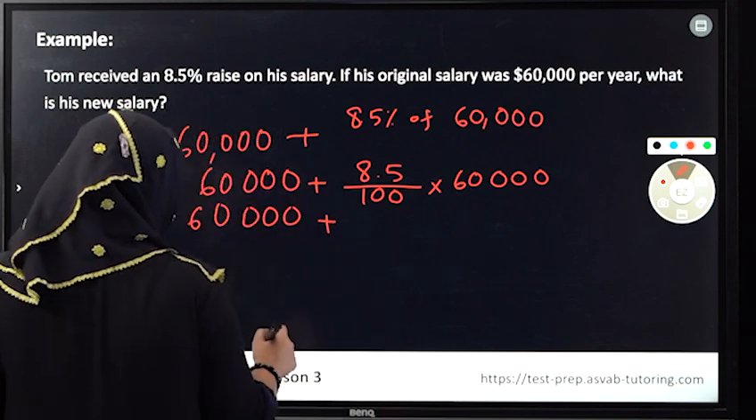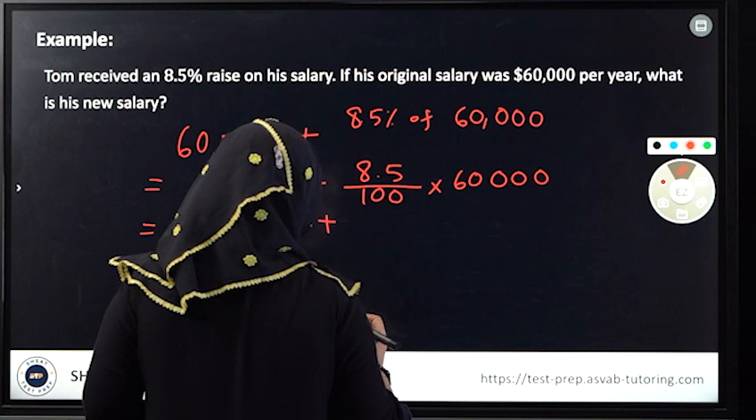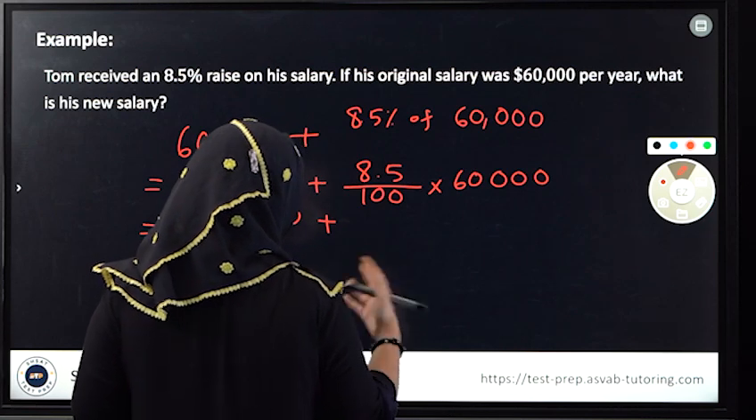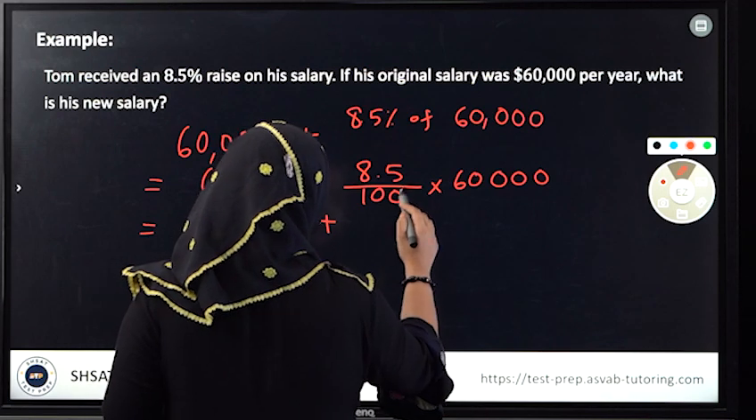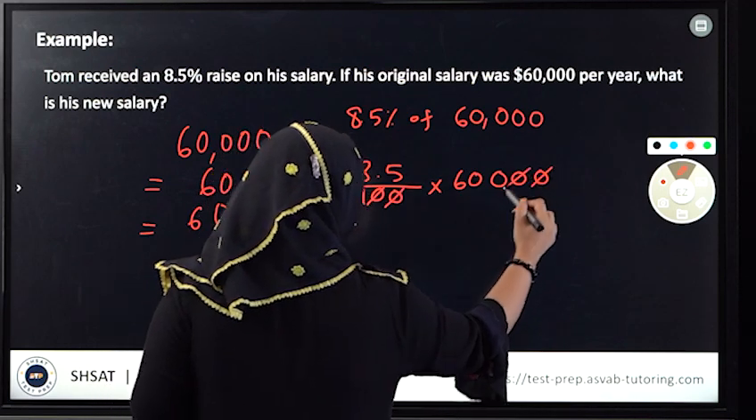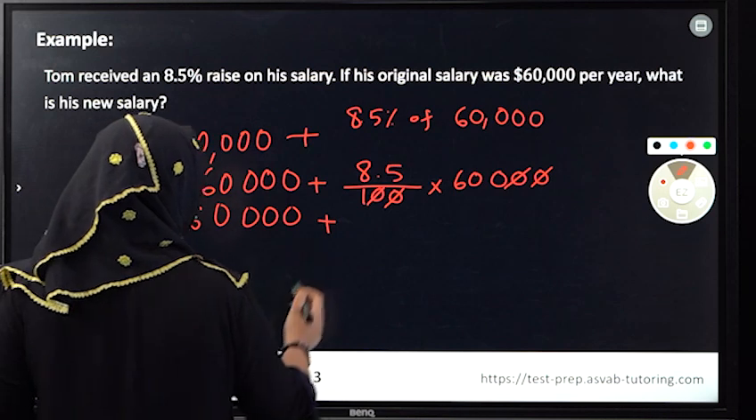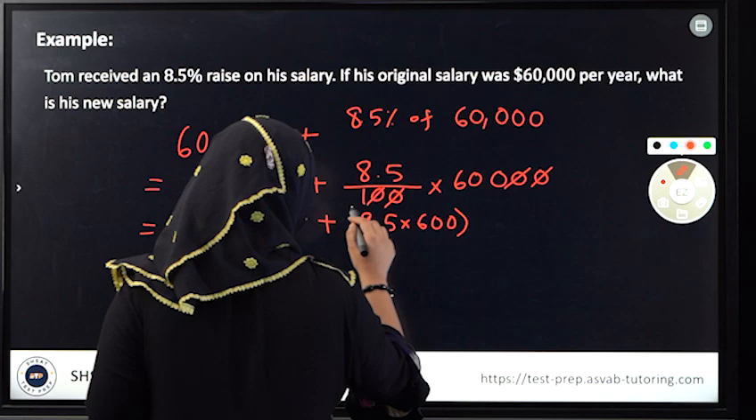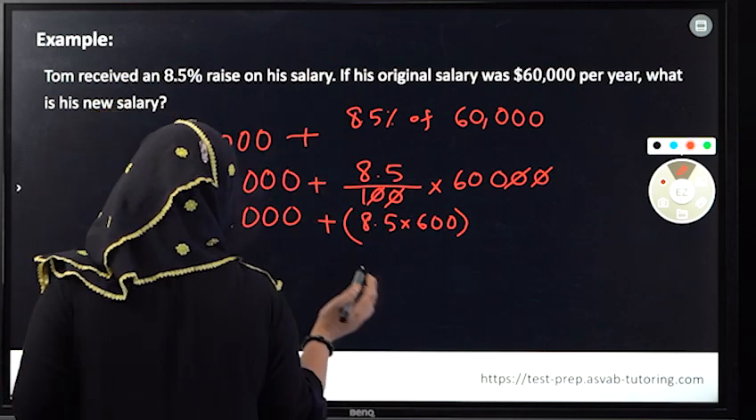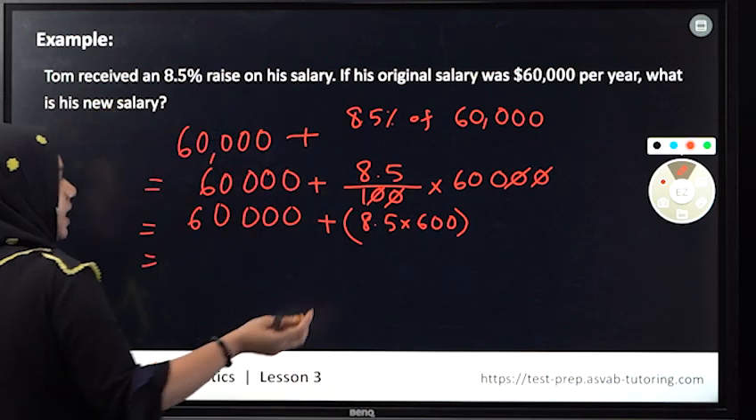And that's going to be what? If you want to divide this, if you want to convert it to any format, that's what you can do. Or you could even cut out these zeros, which actually leaves you with 8.5 times 600, right? And then you can do just the basic math, just like I've shown you already.